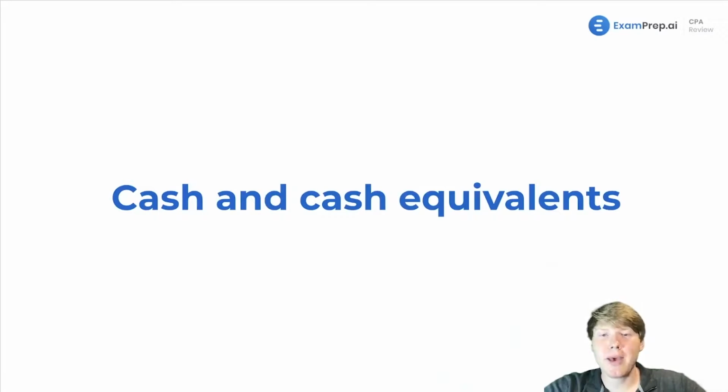Here's a section on some assets. We've got a bunch of assets that are broken out into different chapters. Cash, inventory, PPE, all that good stuff. But today we're focusing on cash and cash equivalents.